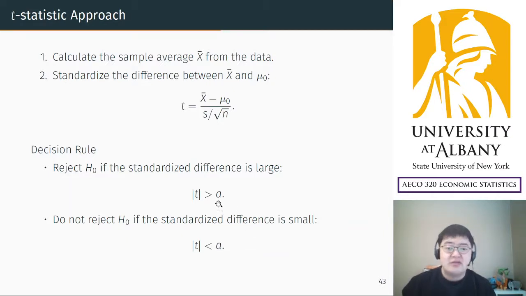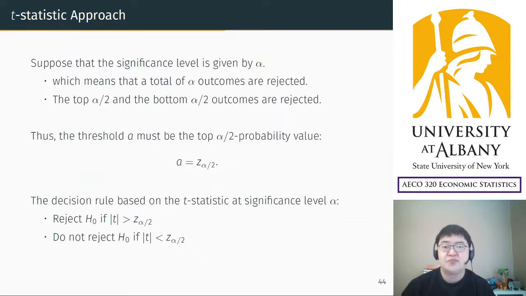Now, the next step is to choose a. How do we choose a here? We are going to choose a so that this decision rule is equivalent to the p-value approach. Anyhow, we use the same t-statistic for the p-value approach, and we have to make the same decision from the same data. So how can we choose a to make it equivalent to the p-value approach?